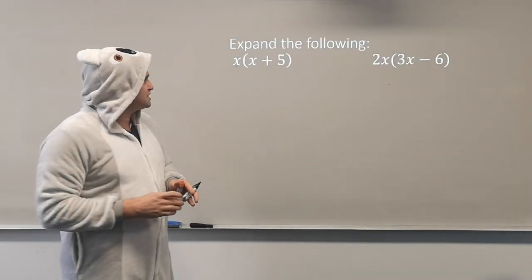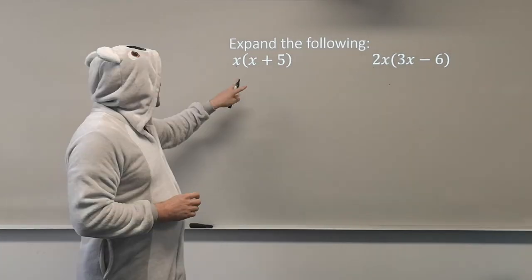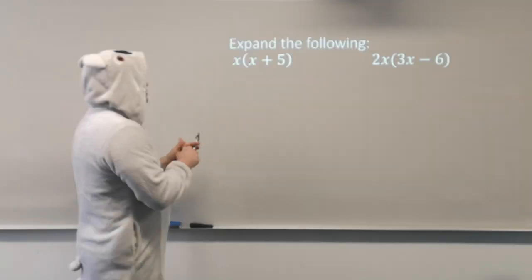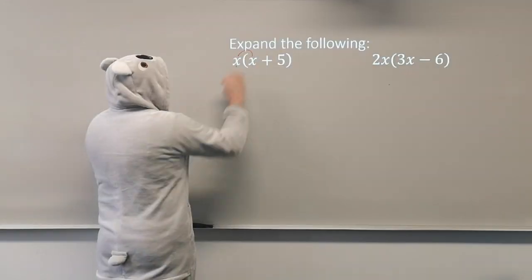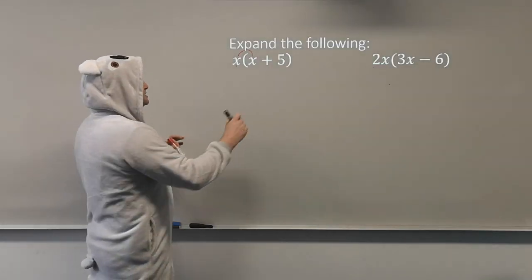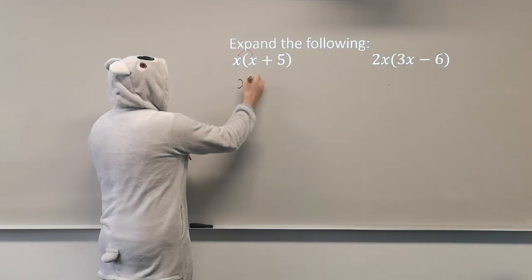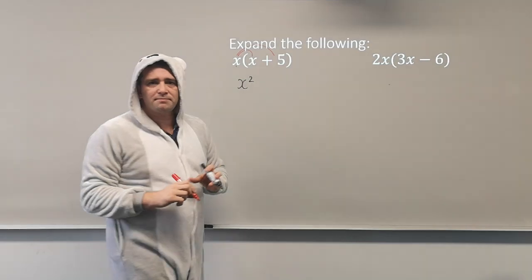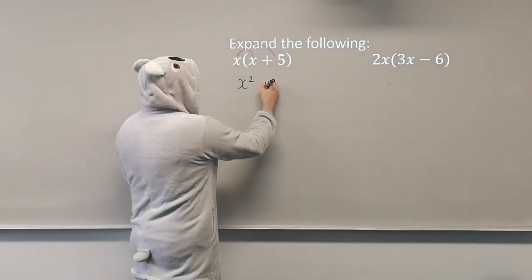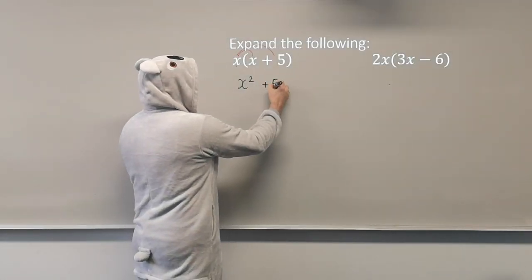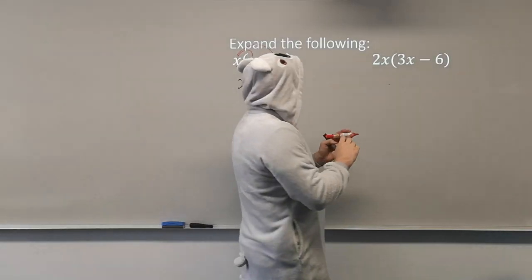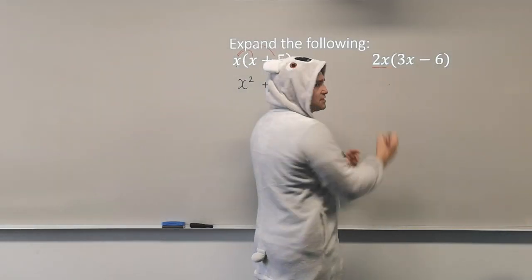So in our first example up the top, we've got x outside of x plus 5. So using the distributive law, what we're going to do is take our x, multiply our x times our x. That's going to give us x squared. We're then going to take our x, multiply it by our 5. So we're going to have a positive 5x.